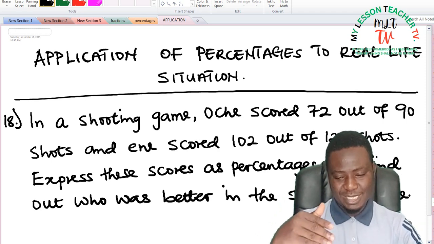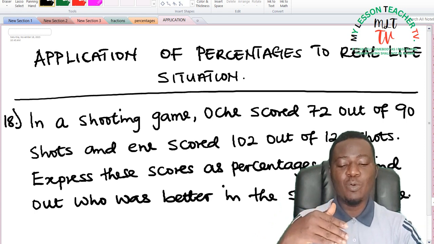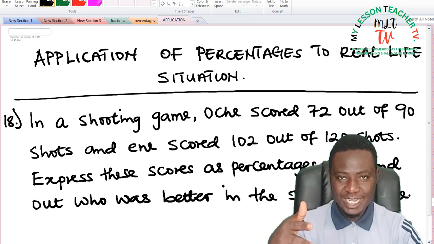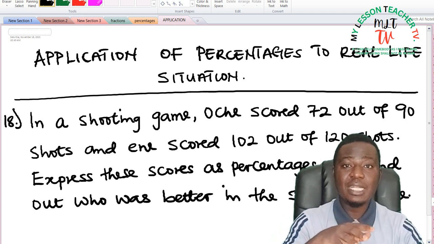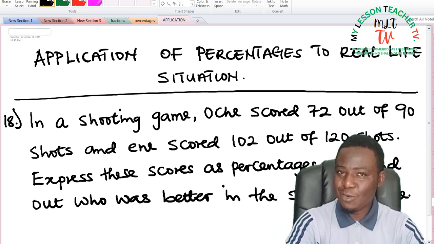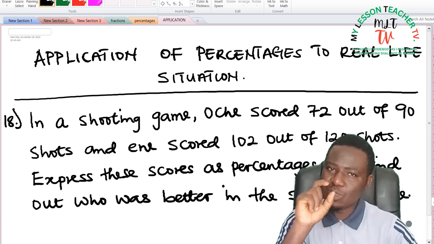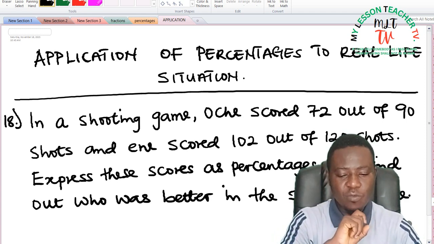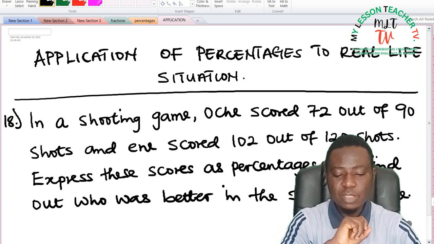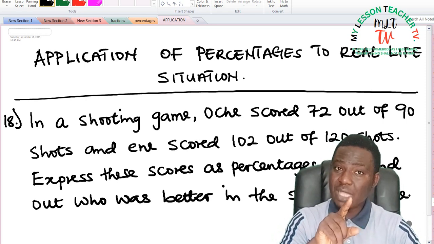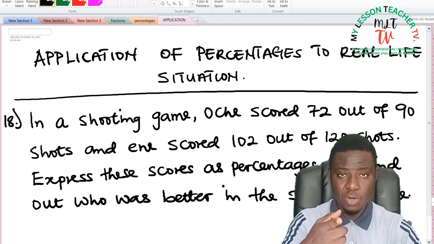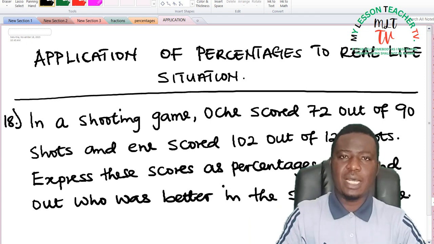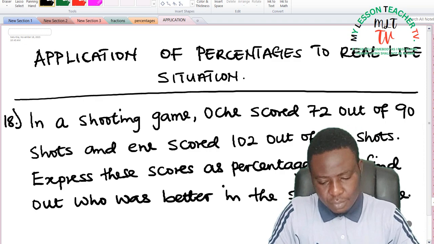Not because Ene scored more than Oche in terms of shots means she had a higher percentage. No. But if you look at the total number of shots they took, that of Oche is lesser than that of Ene. So that means Oche may likely have a higher percentage than Ene. Let's go ahead and solve.